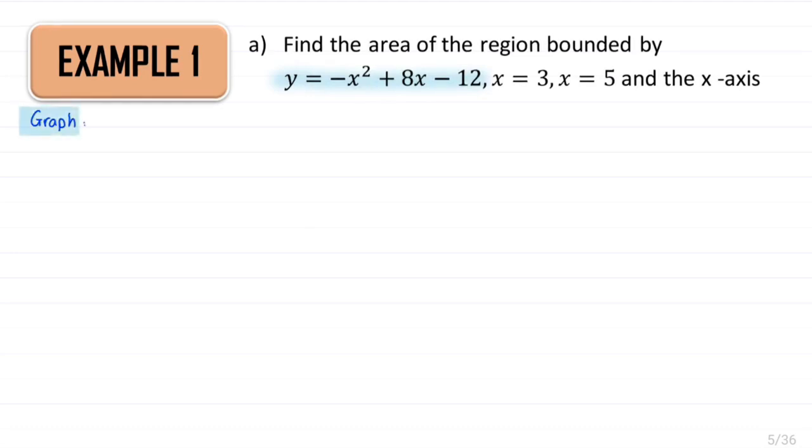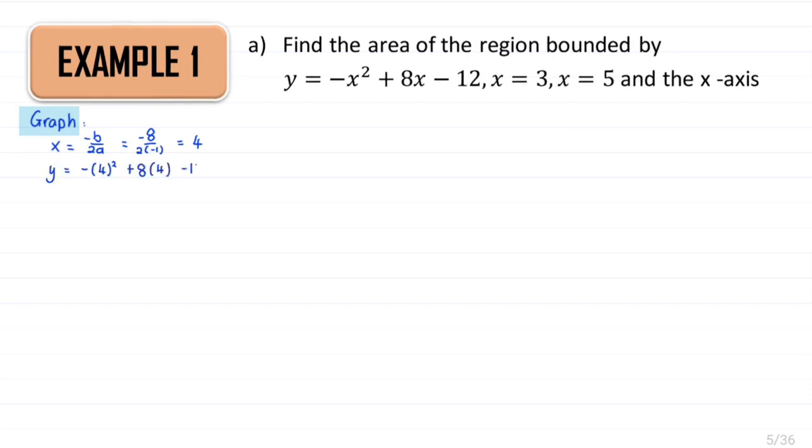This quadratic is negative x squared, so the graph is sad. So we need to find the maximum point. To find the maximum point, we use the formula x equals negative b over 2a. b is 8, so negative 8 over 2 times a, which is negative 1. Then we solve, we get 4. To find y, we substitute 4 into the function: negative 4 squared plus 8 times 4 minus 12. Then we solve, we get 4.